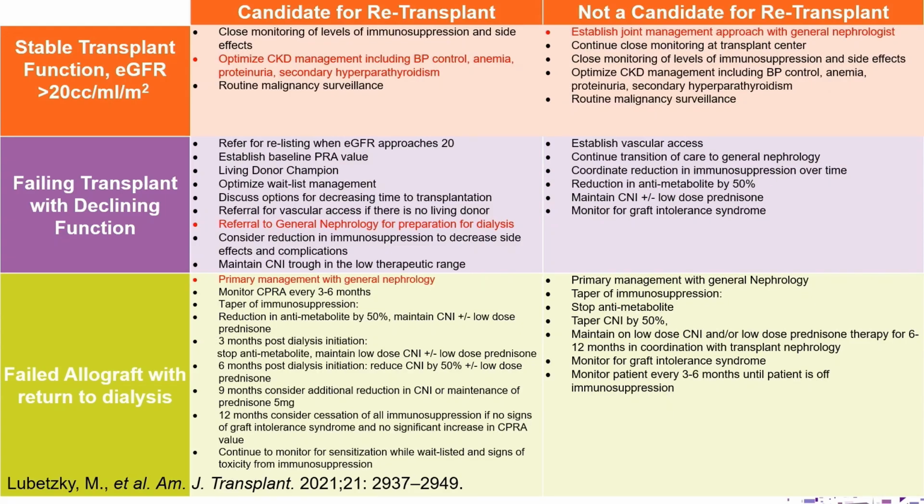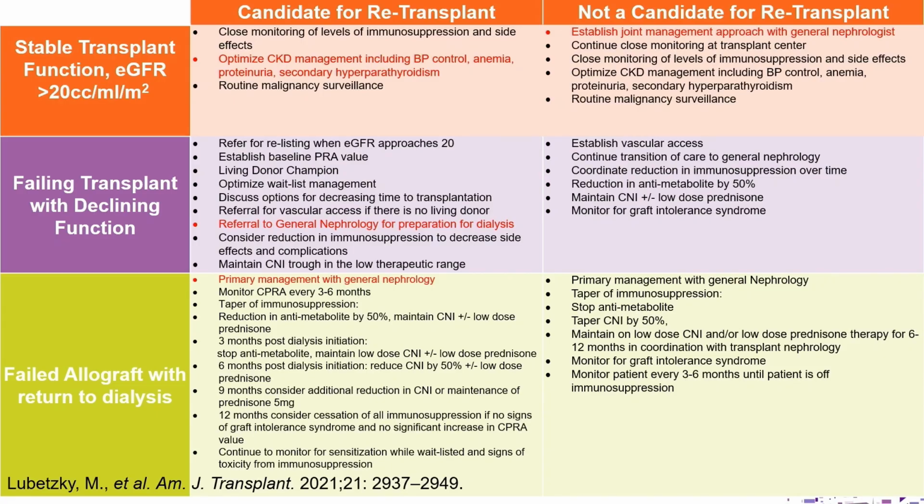And then the last group is once their allograft has failed. This is when, again, that personalized approach comes in, because if they're a candidate for repeat transplant, I would advocate that there are some patients, if they're overall healthy enough, where maintaining them on a low dose of immunosuppression while waitlisted can be a successful way to keep their sensitization at bay. And I don't think there's a right answer whether it's a calcineurin inhibitor or a low dose of prednisone. Typically, we will stop the antimetabolite within the first 3 months, maintaining a low dose CNI and prednisone.